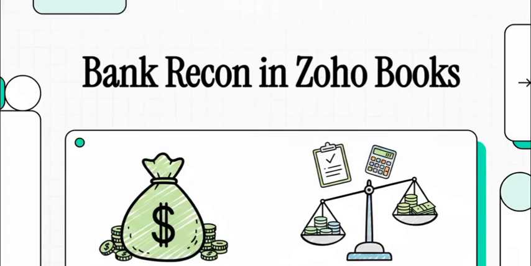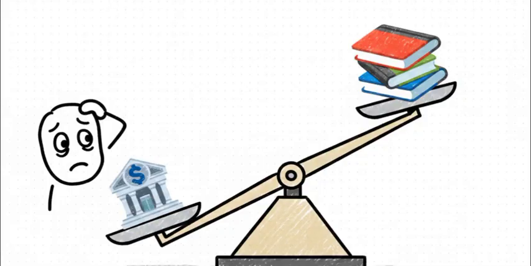Hey there, ever wonder if your business books match reality? Let's master bank reconciliation in Zoho Books. Imagine your bank shows 50,000 rupees, but Zoho says 47,000. Why the huge, frustrating gap?